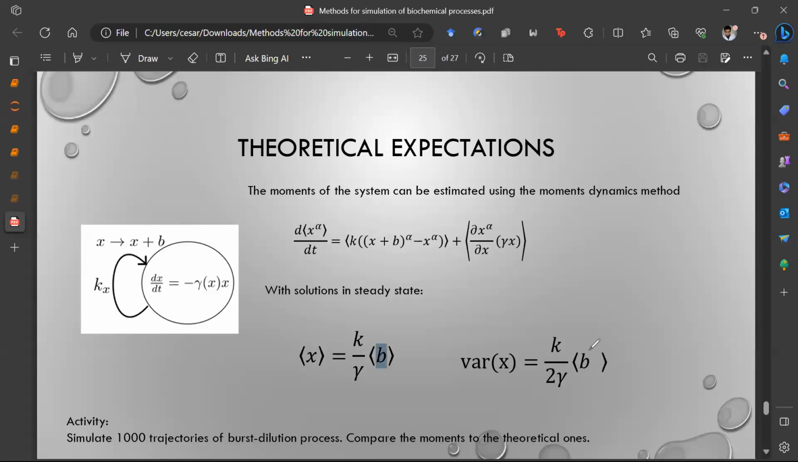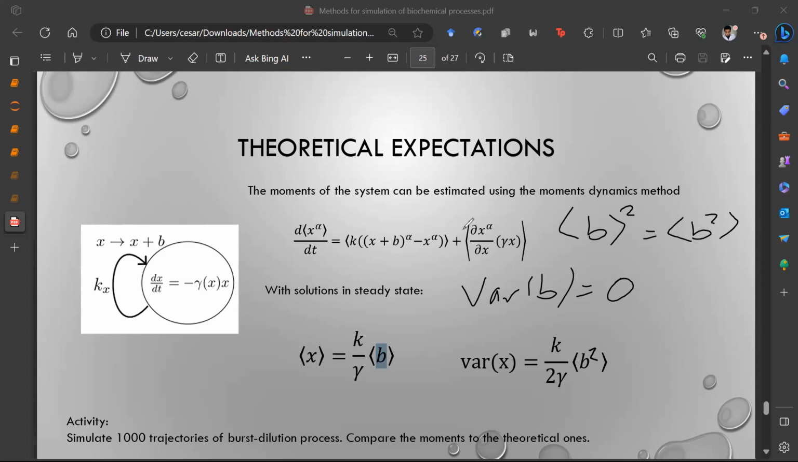Okay, so this guy is also squared here. When one variable is deterministic, it means that it's not a random variable. Usually, as I told you, b can be a random variable. If it's a random variable, the variance of that variable is different from 0. When the variable is deterministic, it means that it's not a random process, the variance of b is 0. It means that b squared is the same as the expected value of b squared.